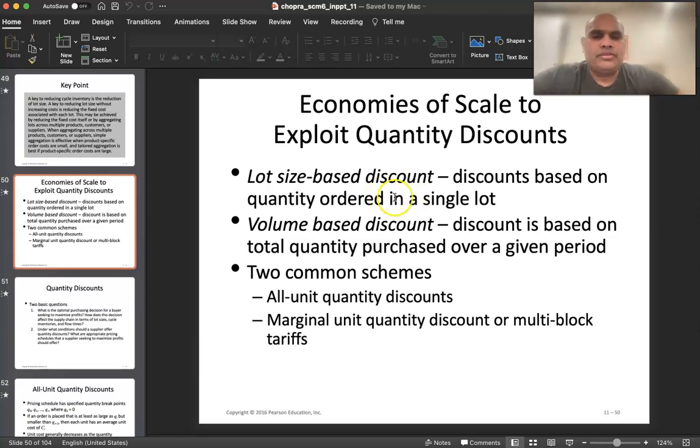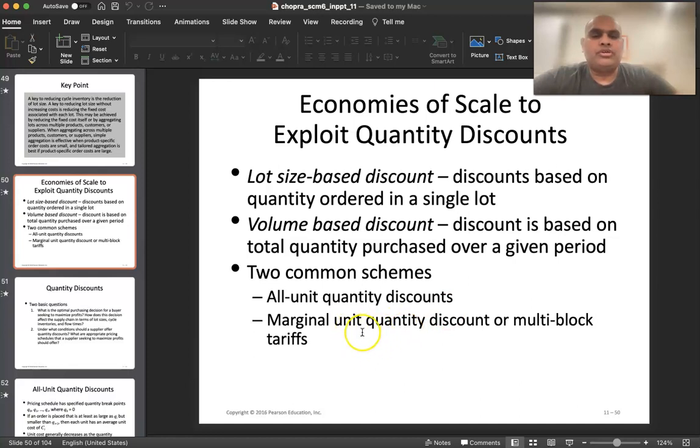So for lot-based quantity discounts, there are two common schemes that are usually offered. One is all unit quantity discounts. The other is multi-unit quantity discounts or multi-block tariffs, right? So what's the major difference? In all unit quantity discounts, the idea is that you have threshold levels, and if you hit a threshold level of the amount of units that you order in a single lot, then you get the discount for the whole lot, right?